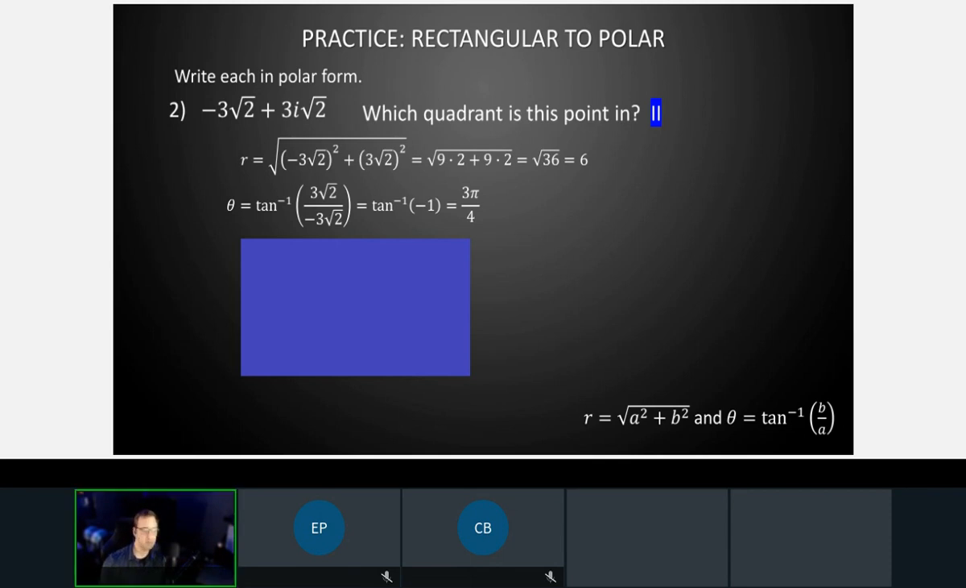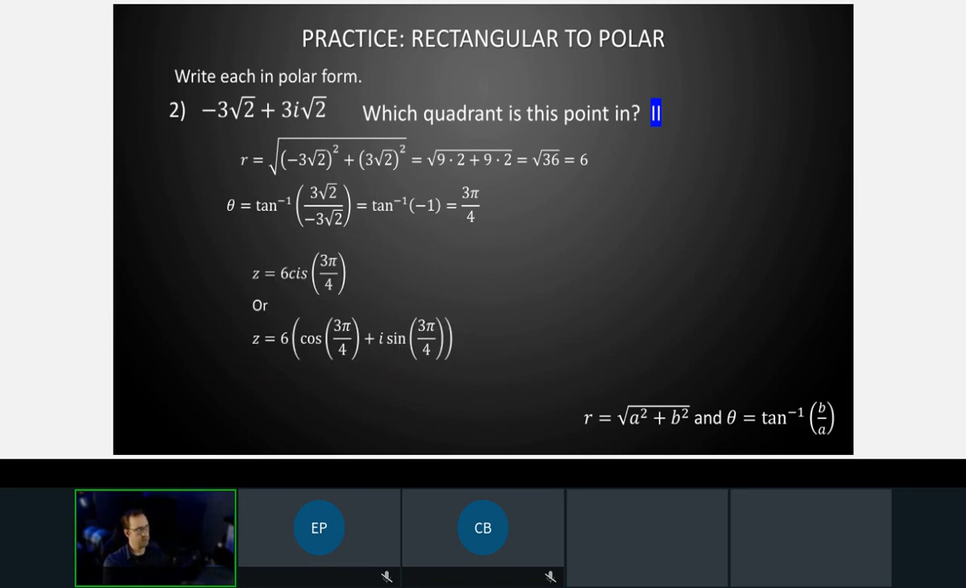As long as you're in the correct quadrant and it's the right angle, which it is, and once you have those two pieces, you just write your answer in either form, the shorthand form or the expanded form. They mean the same thing. It doesn't matter.